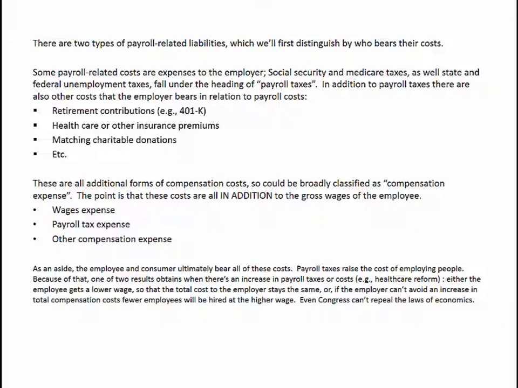The other alternative is if you can't increase the price of your product, then you have to lower the wage paid to your employee. If the employee's, what they call from your econ class, the marginal revenue product is $20,000 annually, you can't pay the employee more than $20,000. If payroll taxes or healthcare mandates or things of that nature increase, to keep the total below $20,000, you have to reduce the actual compensation, the wages paid to that employee. Even Congress can't repeal the laws of economics.